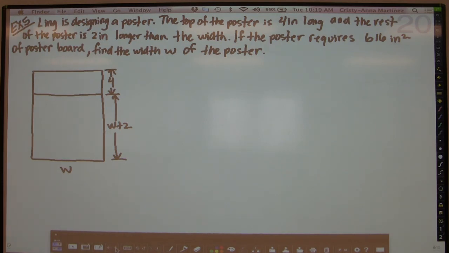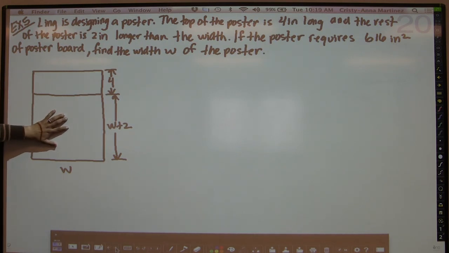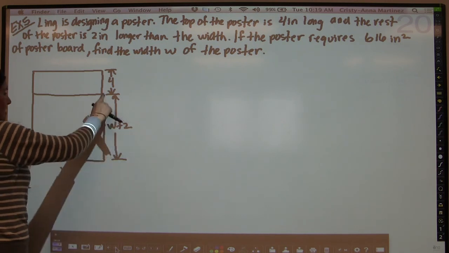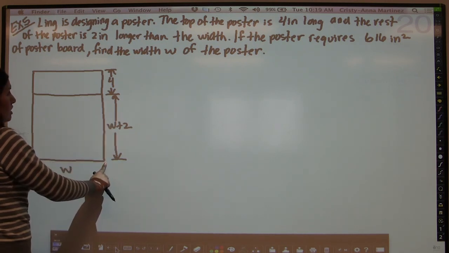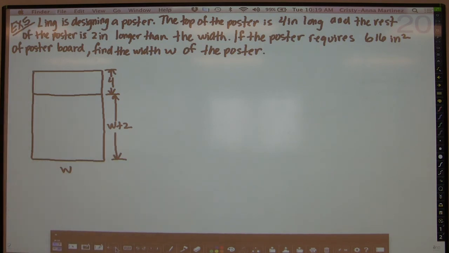It says Ling is designing a poster, so this is my make-believe poster here. The top of the poster is 4 inches long, so here's the top of the poster at 4 inches long. And then the rest of the poster is 2 inches longer than the width. So I'm going to claim this is my width, and so the length is going to be 2 inches longer than that, so it's going to be W plus 2. If the poster requires 616 square inches of poster board, find the width W of the poster.